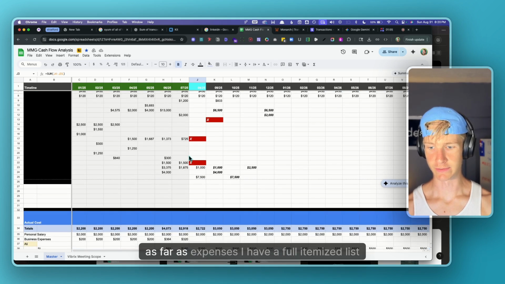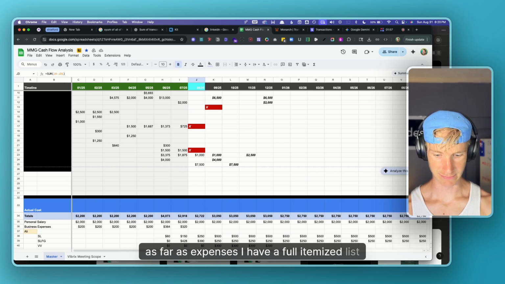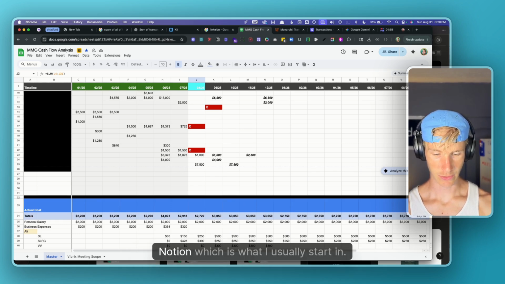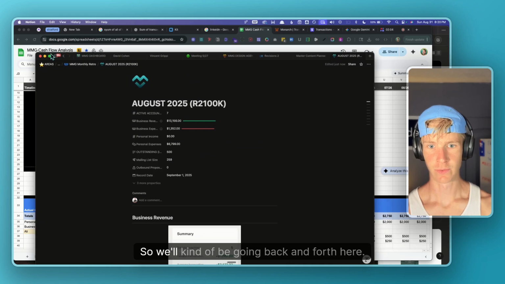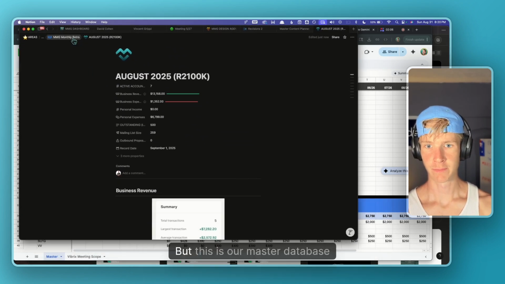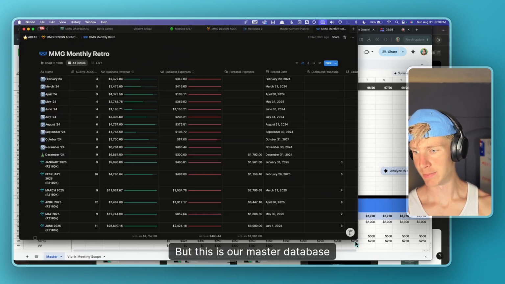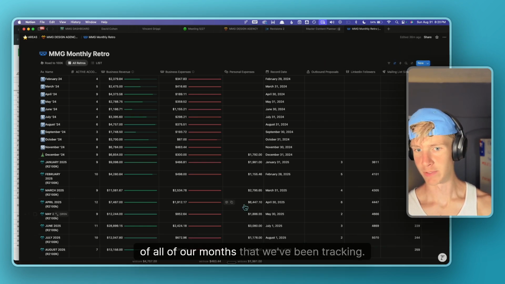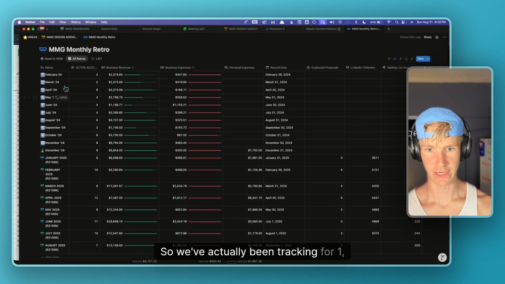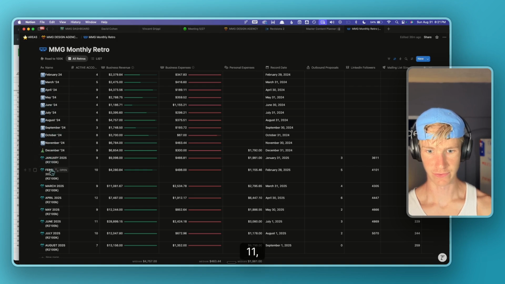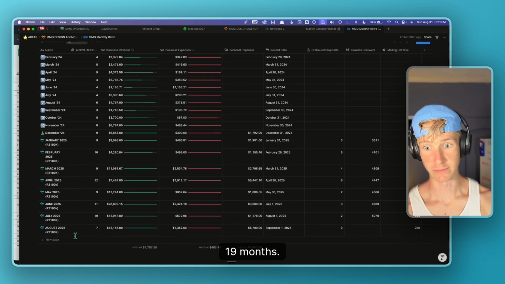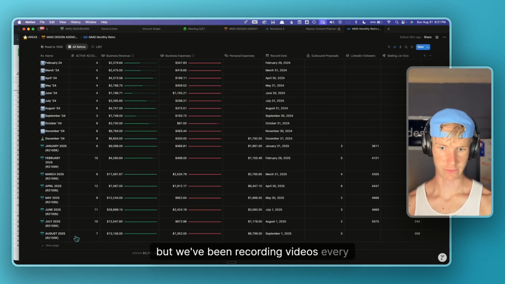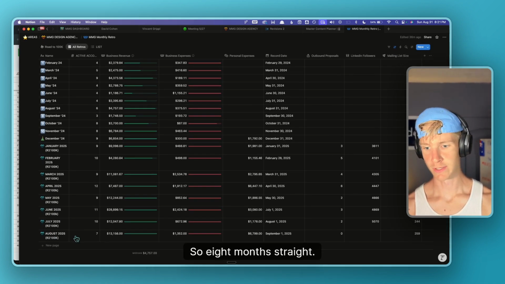As far as expenses, I have a full itemized list here in Notion, which is what I usually start in, but I wanted to start with a cash flow analysis, so we'll kind of be going back and forth here. But this is our master database of all of our months that we've been tracking. So we've actually been tracking for 19 months. But we've been recording videos every month of this year, so 8 months straight.